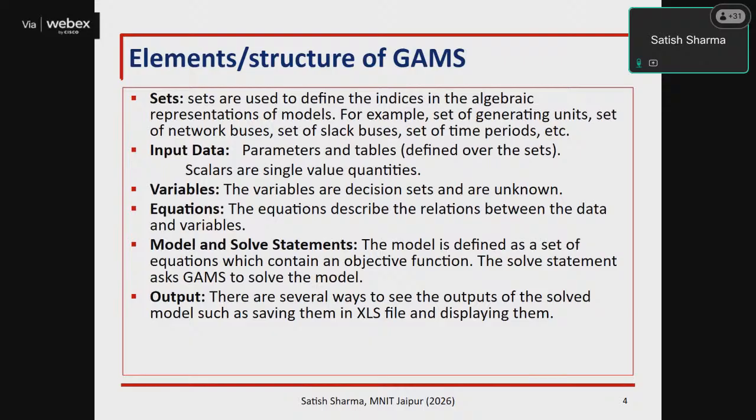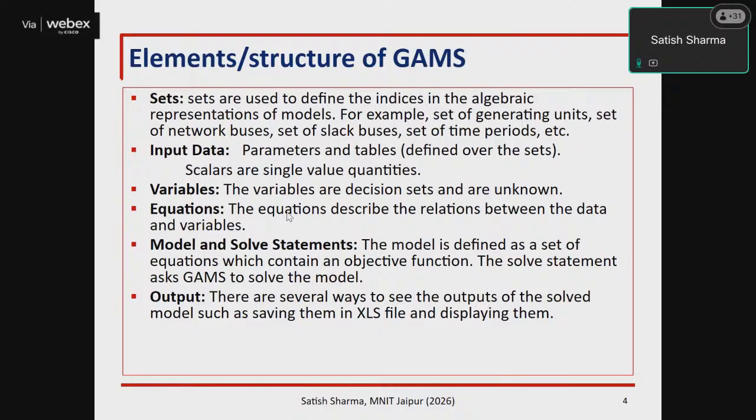Then how to provide input data. We can provide input data by 3 means: parameters, tables, and scalars. Parameters and tables are defined over the sets which we defined at the very first. So the sets we have defined, then the input data, the parameters and tables, will be defined over the sets. Then variables are the decision variables and are unknown, so we will define those as well, because it needs to understand what the different variables are.